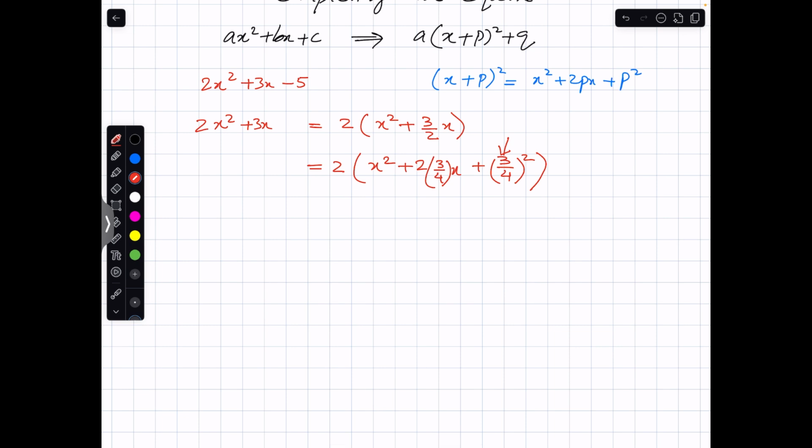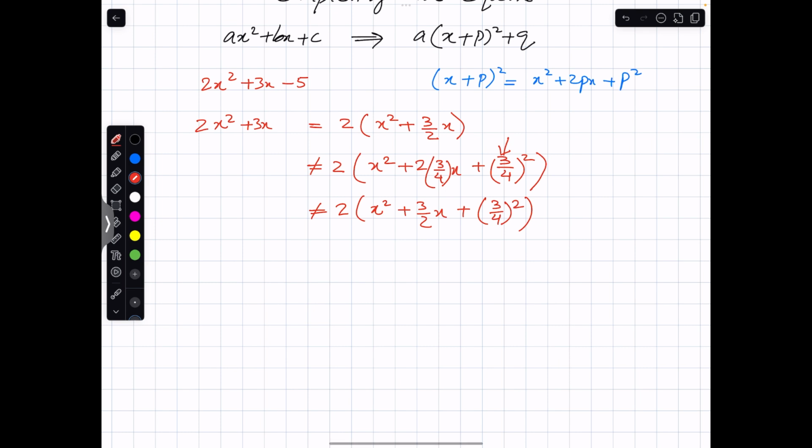So now we have added this 3 divided by 4 square term, and this is also multiplied by 2. So now you can see that this is not equal, since this is 2 times x square plus 3 divided by 2 x, and there is this extra term we have added.